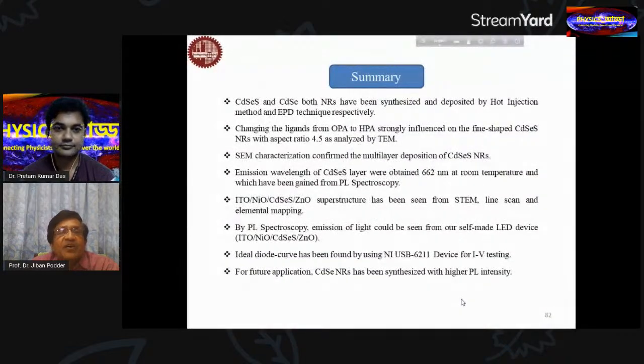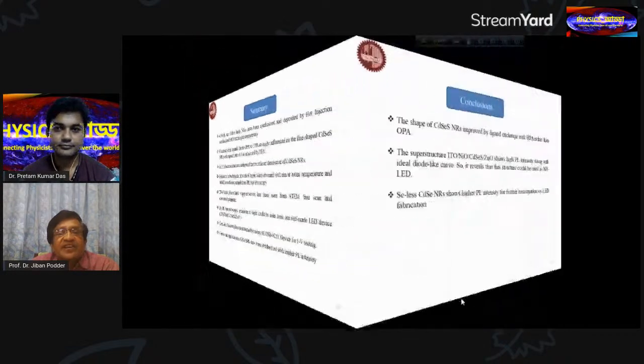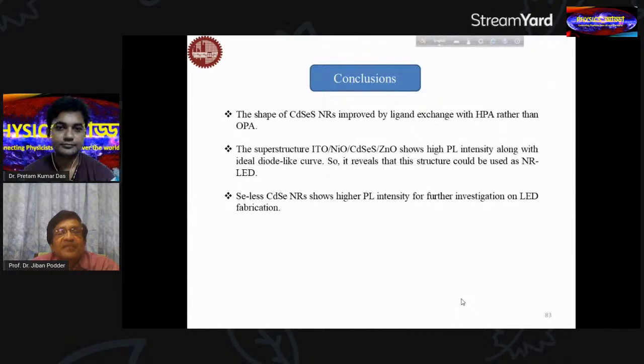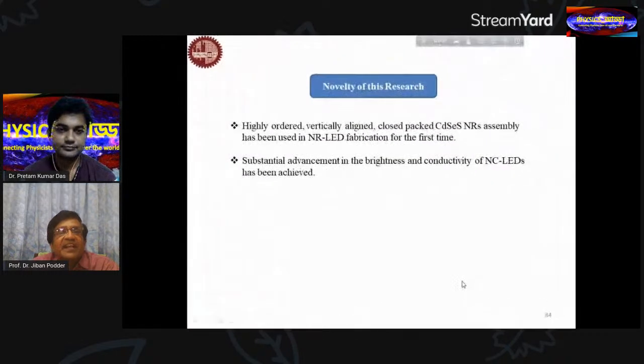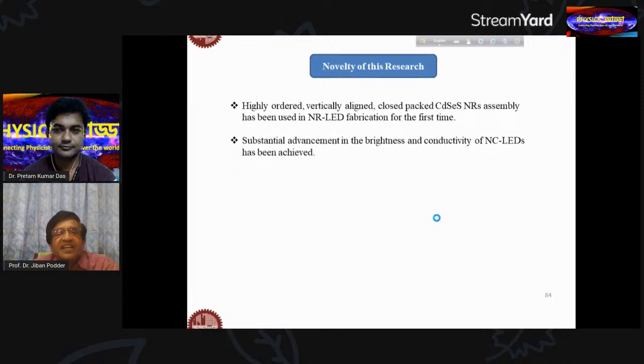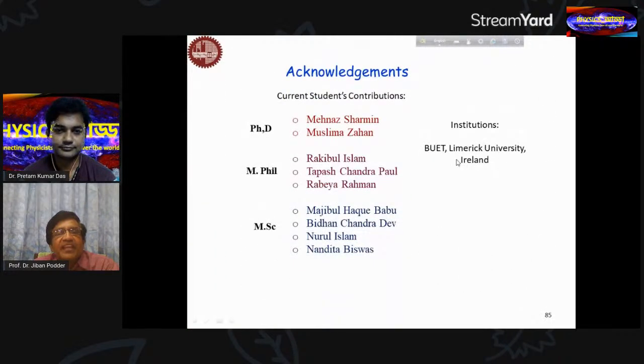These are all the summaries. It was first detected, and it is still under investigation, not in detail. I would say the novelty of this work is that this is the first time detection with cadmium, selenium, sulfur. This composition gives you detection of LED light, and these are the main collaborators of my research group.